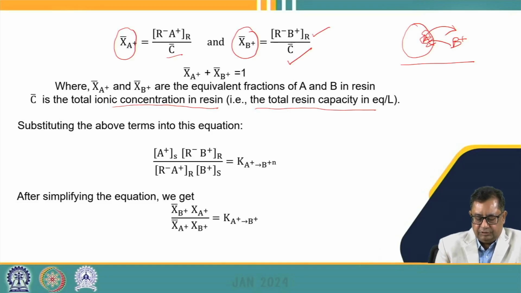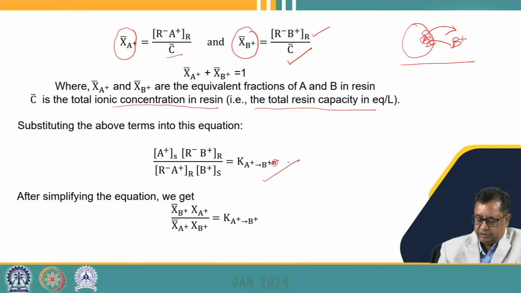So now we can write down this equation, that is the selectivity coefficient. Here, for example, we can write down the selectivity coefficient for this equation as B plus ions replacing the A plus ions. So the selectivity coefficient for this can be written as A plus ions present in the solution into the B plus ions present on the resin, divided by A plus ions present on the resin into the B plus ions present in the solution. So this equation we can write down as the selectivity coefficient, or we can say the equilibrium expression for the above reaction.